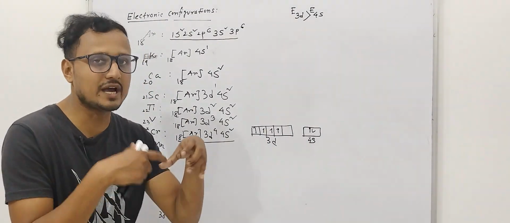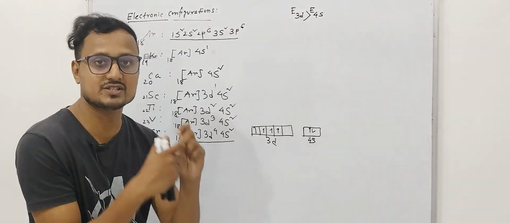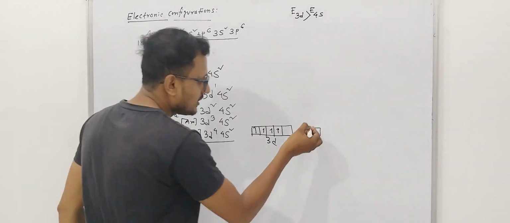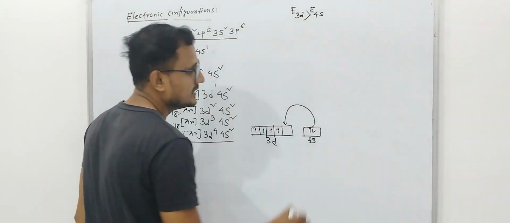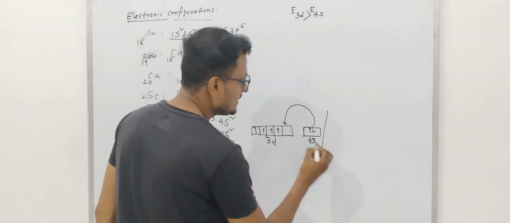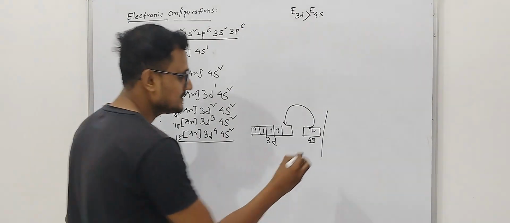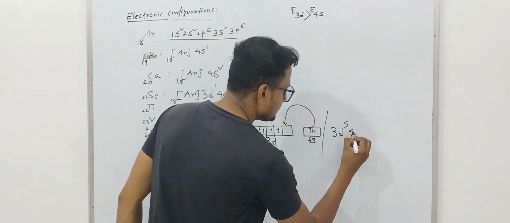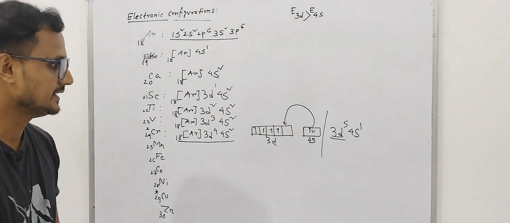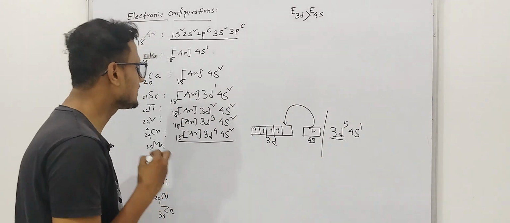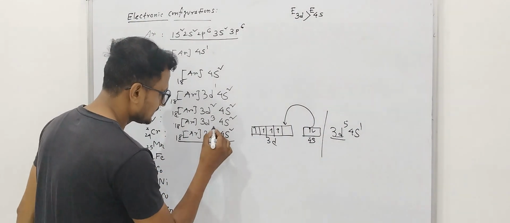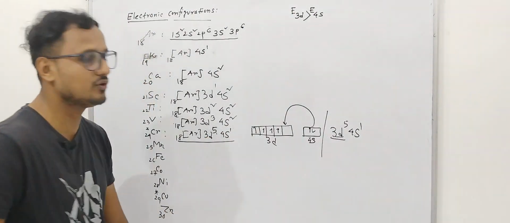This chromium will try to arrange its electronic configuration in such a way that both these orbitals will be stable. So what happens: one of the 4s electrons jumps to the dz2 orbital of the 3d, and the correct electronic configuration of the outermost orbitals becomes 3d5 4s1. So here you can see this d orbital is half filled. So what is the correct electronic configuration of chromium? It is 3d5 4s1, not 3d4 4s2.